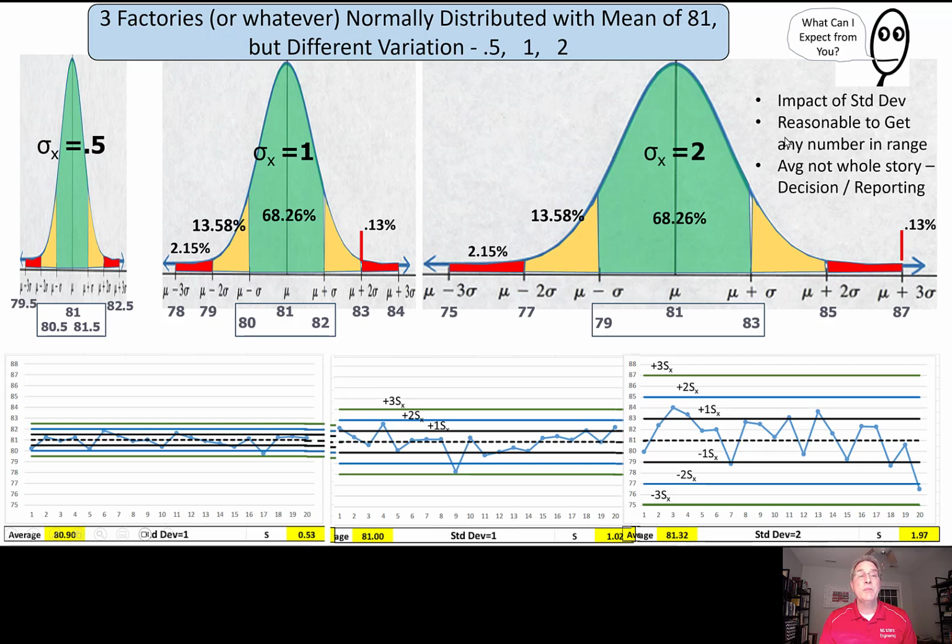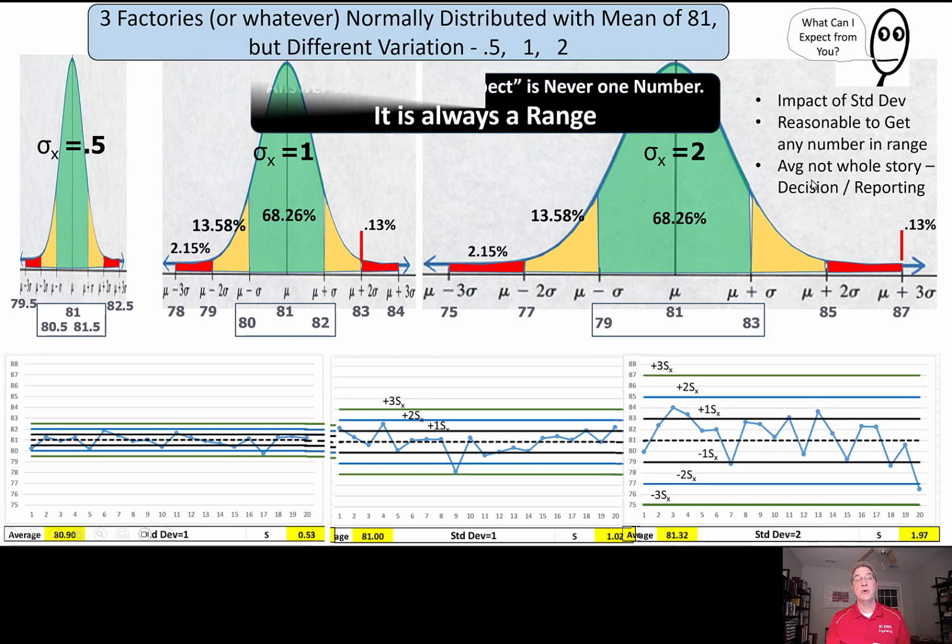The other thing that we pointed out was it's reasonable to get any number in this range. You know, we think of the average. Oh, no, we can get any number in that range. And then that brought us to the idea that the average is not the whole story. In fact, hopefully you see that when you're talking about what can I expect from you, the answer is never a number. The answer is a range, and then you've got to decide what to do with that range based upon the decision that you're making.